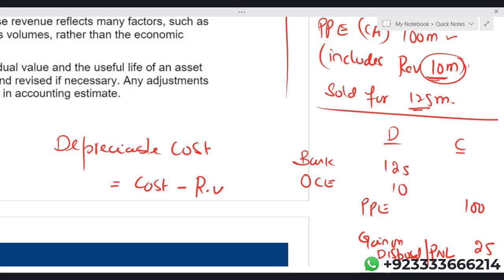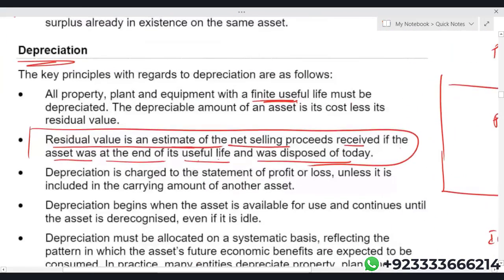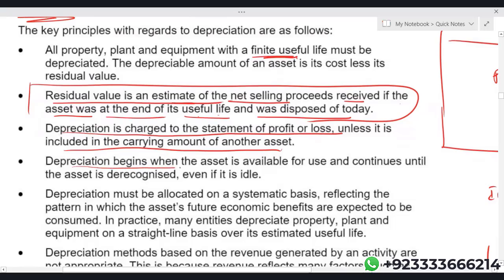And according to IAS 16, we depreciate the depreciable cost. Depreciable cost means cost minus residual value. So depreciation is charged to the statement of profit and loss unless it is included in the carrying amount of another asset. For example, if you are a manufacturing company, depreciation will become part of the cost of your asset. If this is not the case, then depreciation will go to the income statement. Depreciation begins when the asset is available for use and continues until the asset is derecognized, even if it is idle.